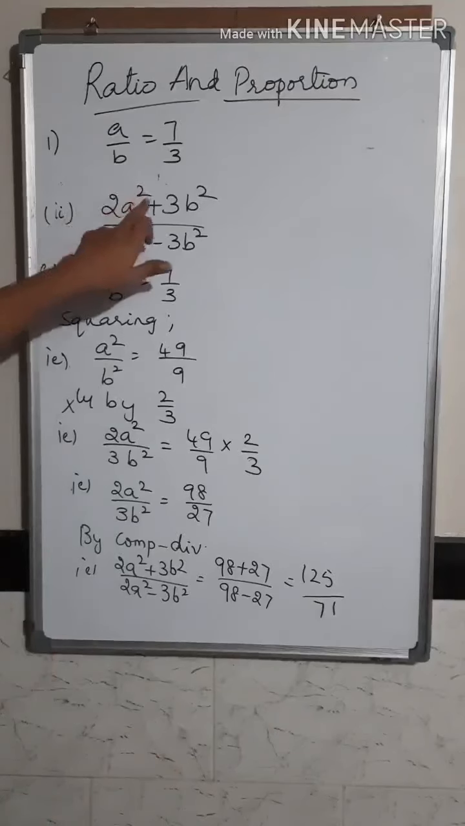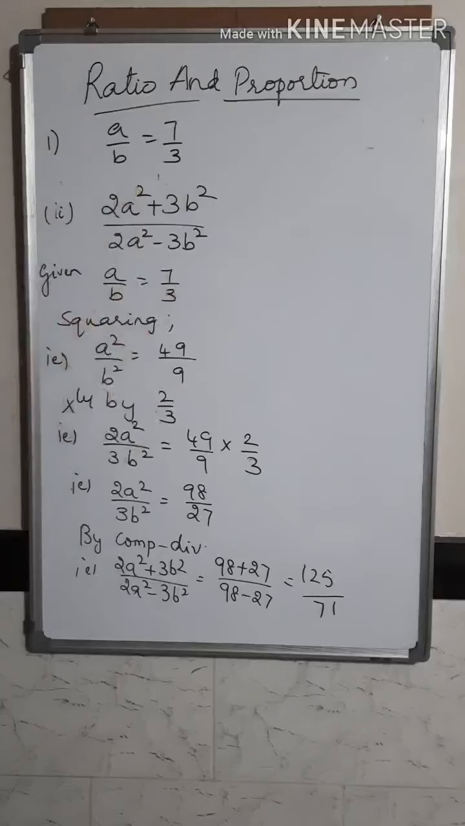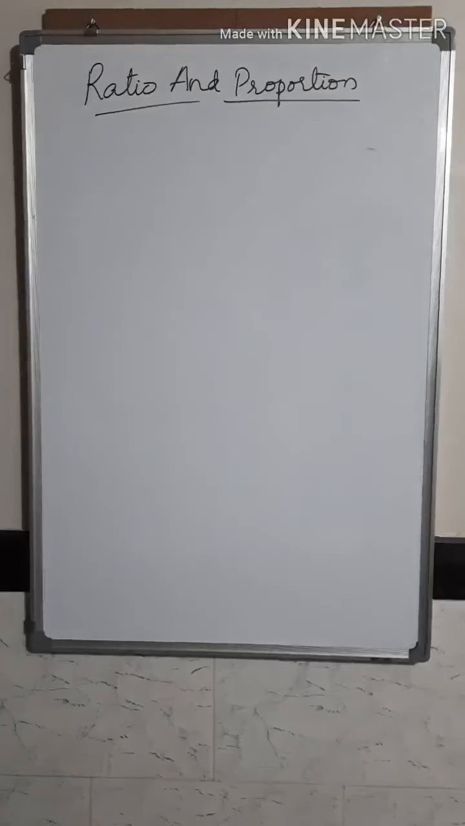Suppose square is given, first you have to square it. If cube is given, cube it and then see what coefficient has to be multiplied. Same way you will do the third and the fourth one.